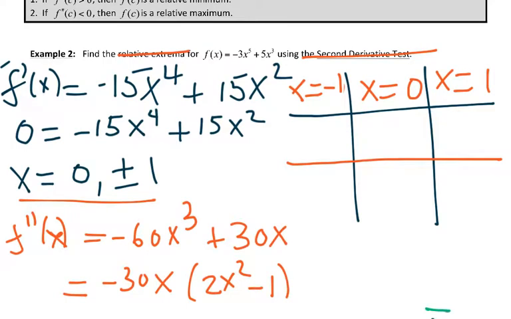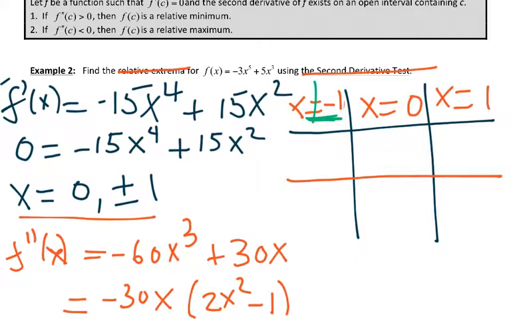So at this point, we check. We take negative 1 and plug it into the second derivative. f double prime of negative 1: we have negative 60 times negative 1 minus 30, so that would give you a negative value. So that would be negative.